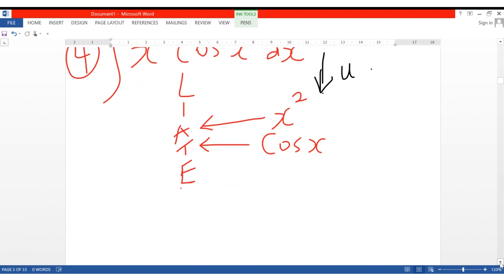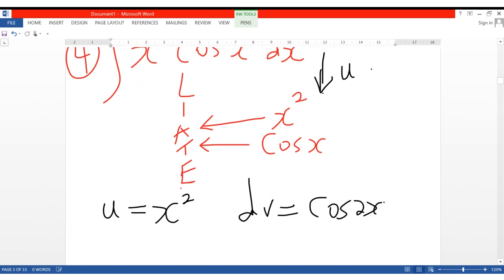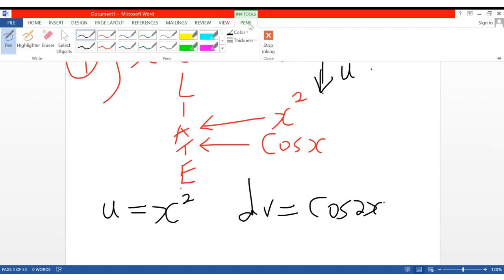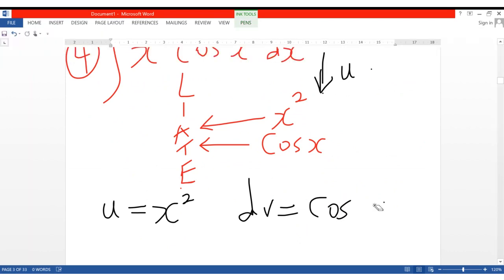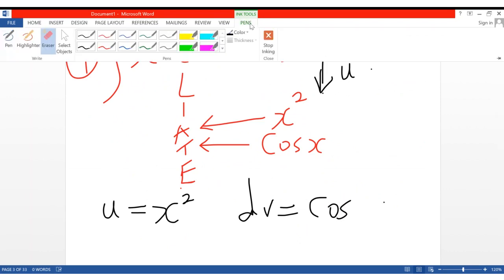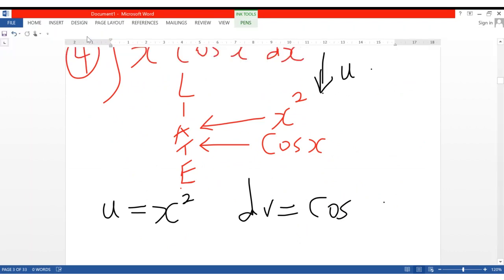So I'll call that function what? X squared. And then now my dv is whatever is remaining. That is cos x dx. Cos x dx. If you started from down, check, you could still have gotten the same thing.